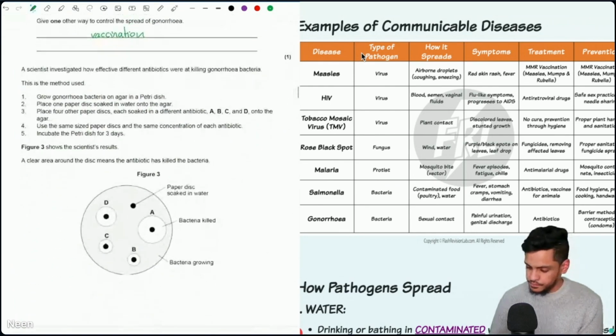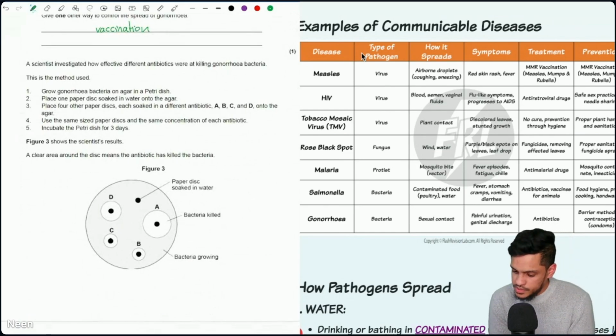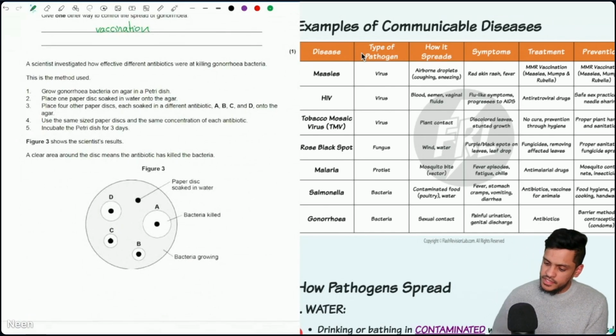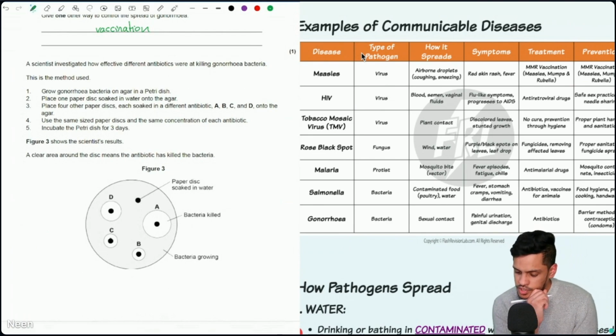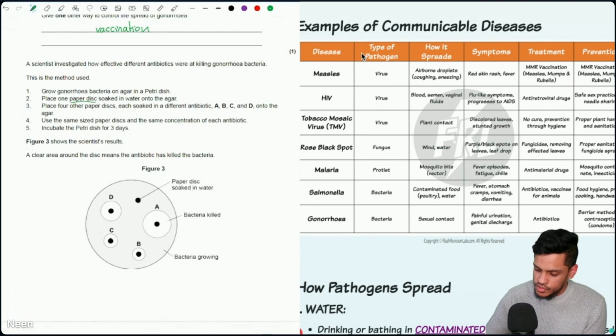Okay, next one. Scientists investigate how effective different antibiotics were at killing gonorrhea bacteria. So what have they done? They've grown gonorrhea bacteria on agar in a petri dish, place 1 paper disc soaked in water. So that's this thing here. So that's soaked in water. Then the other 4 are soaked in different antibiotics. So we got A, B, C, and D here. They're all soaked in different antibiotics. All of them use the same sized paper discs, same concentration of antibiotics.